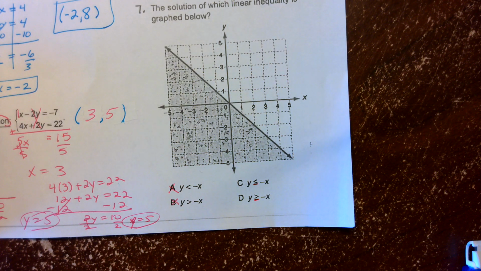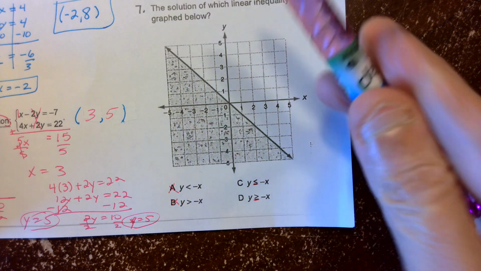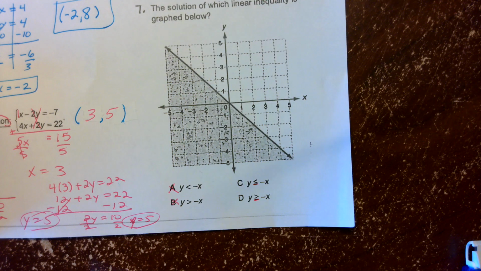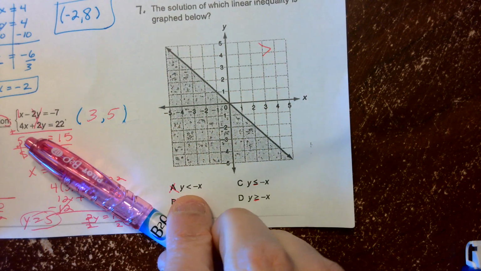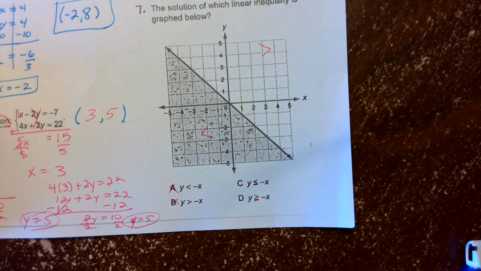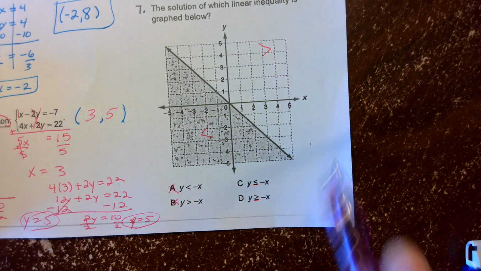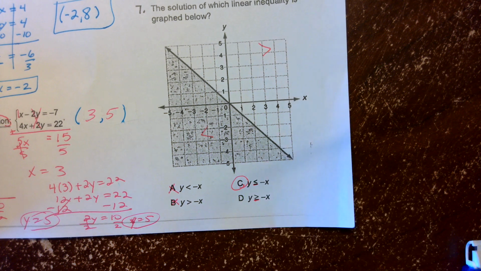Next thing we want to look at is shading. If it's above the line, up here, that would be a greater than symbol. But it's not, it's below the line, so that is a less than symbol. So we want to look and find our less than, and that is going to be our answer.